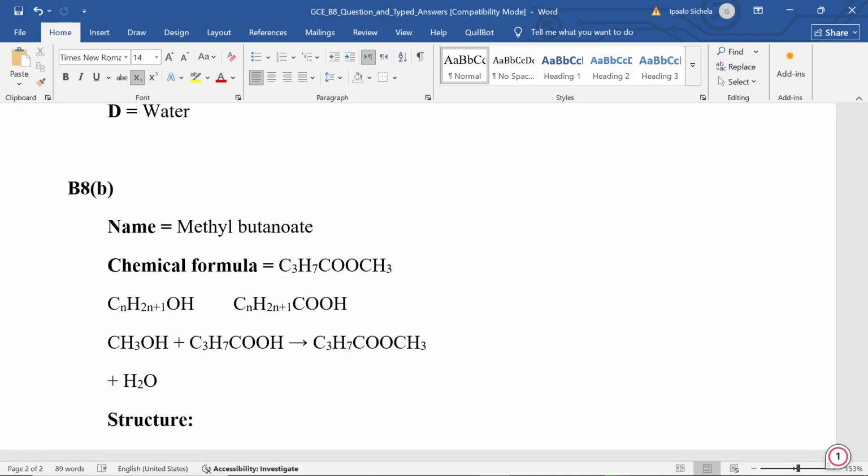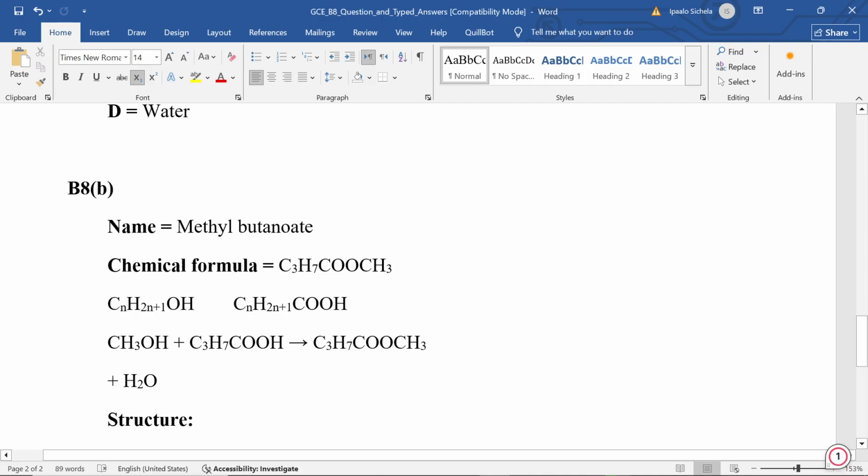So the first thing you need to do if you want to write the chemical formula of an ester, you identify the chemical formula of the alcohol, then the carboxylic acid. Then you remove the hydrogen atom from the carboxylic acid, then you remove the hydroxide from the alcohol, then you combine. But always start with the carboxylic acid when writing the chemical formula.